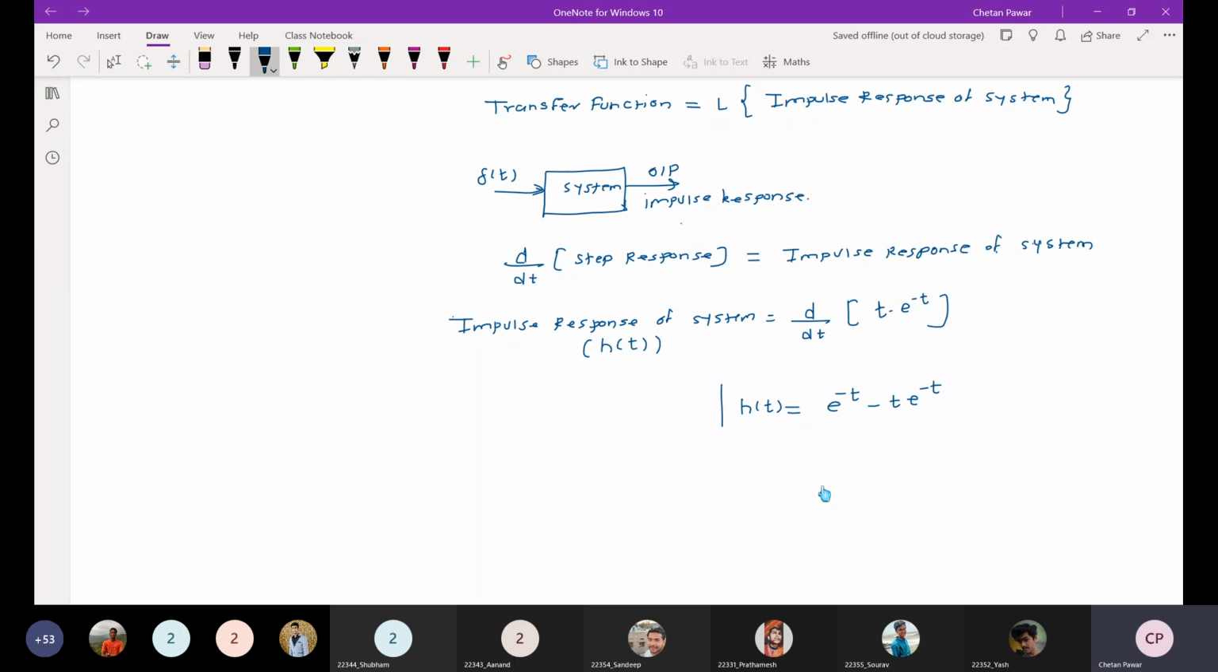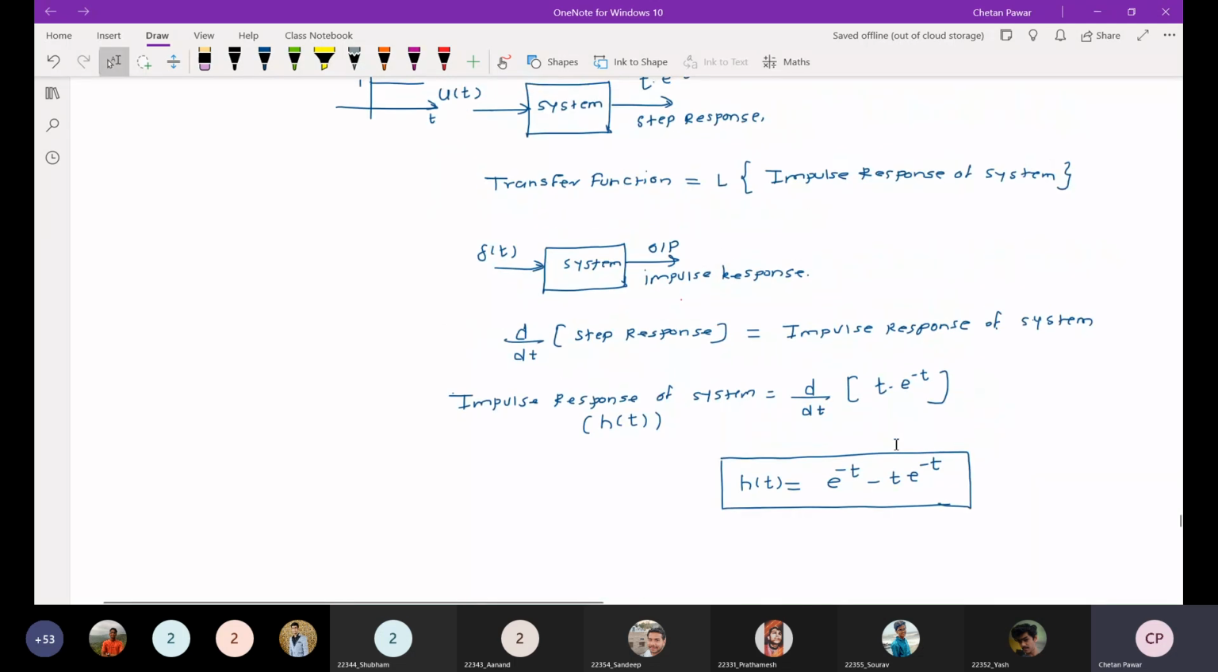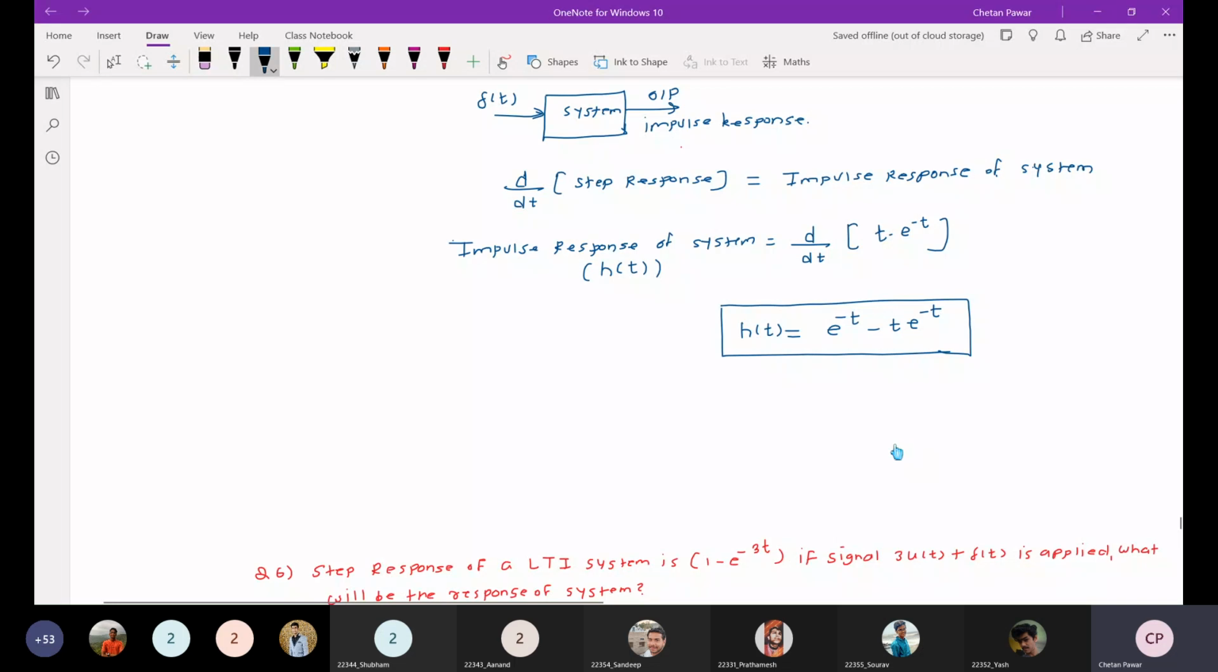As control systems are causal systems, I am not representing u of t with it. By default it is u of t only. So this is the impulse response of the system. And what is the transfer function? Transfer function is the Laplace transform of that particular impulse response.